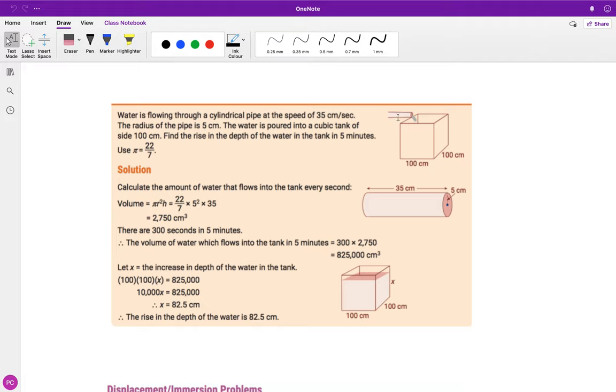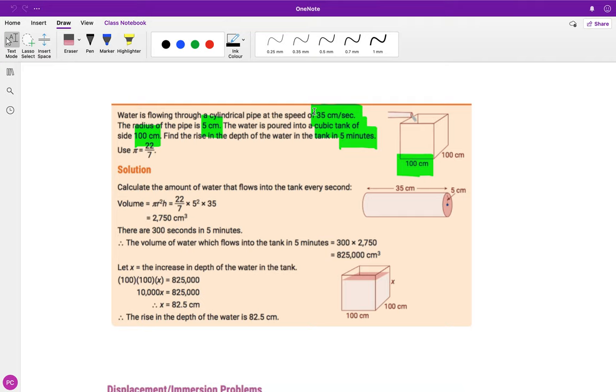So here's a pipe here, and it's pouring water into a tank, like happens in the attic of your house. So it's flowing through the cylindrical pipe at a speed of 35 centimeters per second. So it's traveling 35 centimeters through a pipe every second. The radius of that pipe is 5 centimeters. Remember, it's a cylindrical pipe. It's being poured into a cubic tank of side 100. You see the 100 there. Find the rise in the depth of the water in the tank in 5 minutes. So how much water will be in that tank in 5 minutes?